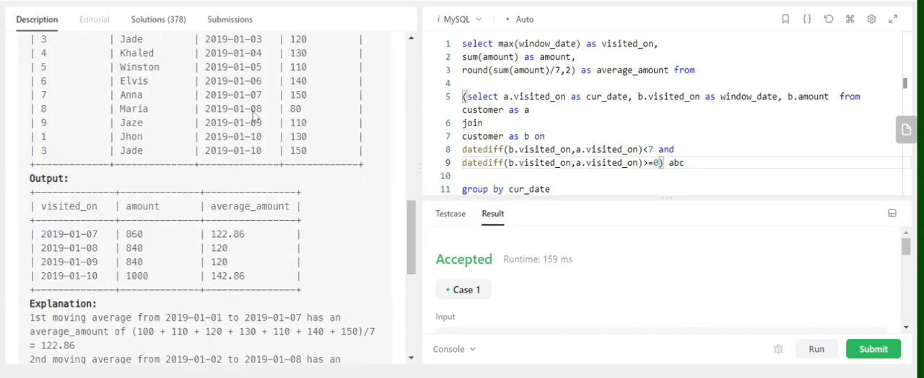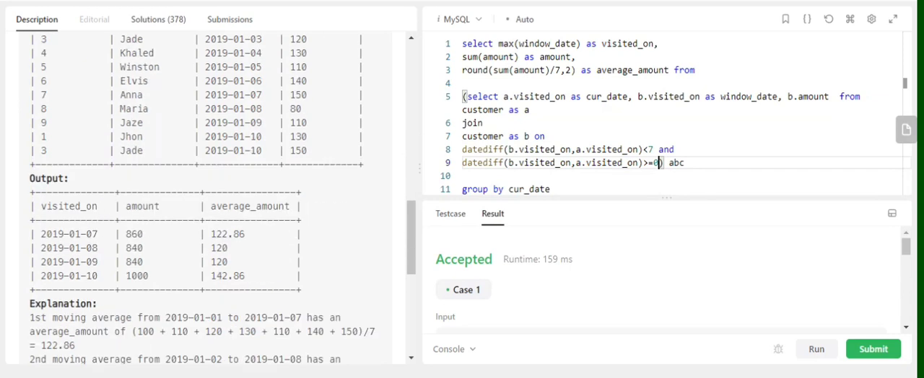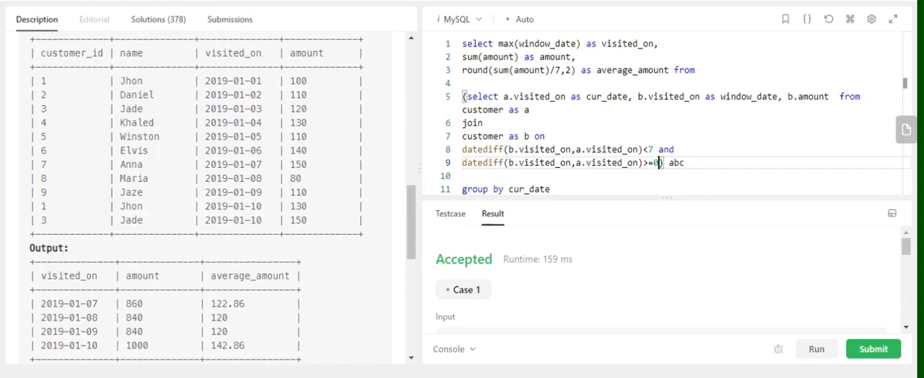So for a window that ended on 7th of Jan 2019, we need to consider 7 days before that till first, and then take an average of all these amounts. Similarly, when you are standing on 8th, you need to consider the 7 days back to 8, that is second. Similarly for ninth also, you need to consider average from third to ninth. So this is called a moving average.